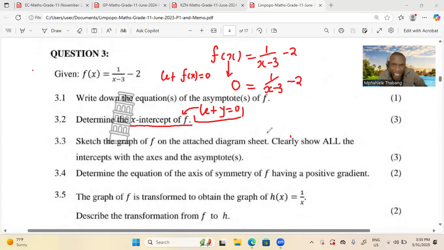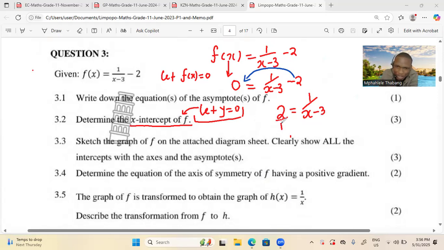We are looking for the x-intercept, so we have to solve for x. We take negative 2 to the left-hand side, so it becomes positive 2. So you're going to have 2 equals 1 over x minus 3. Now what do we do? We have to do what we call cross multiplication.